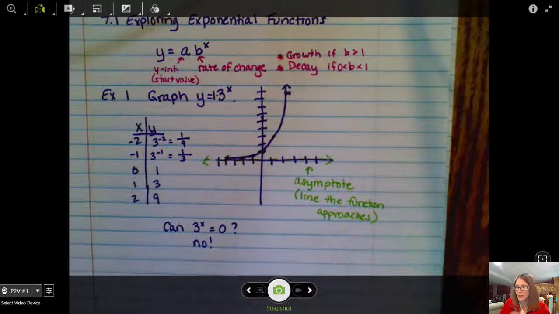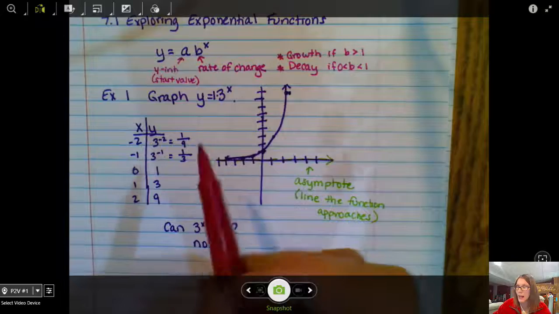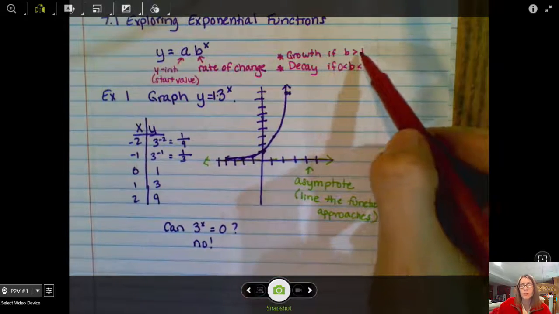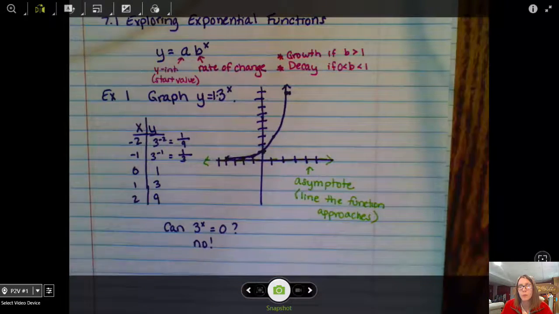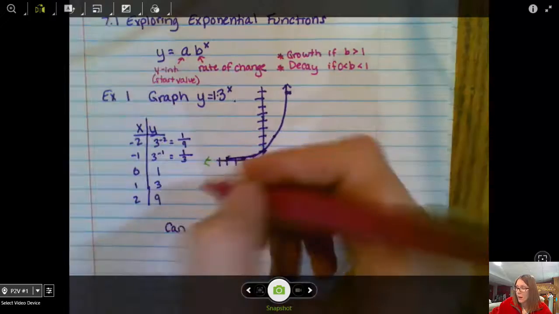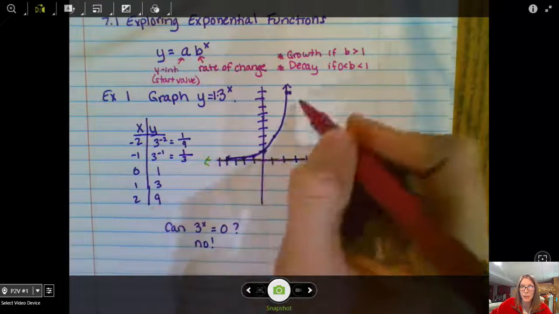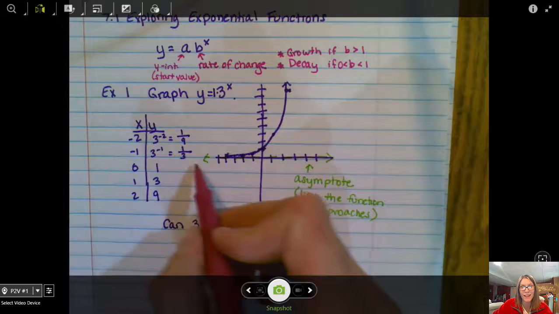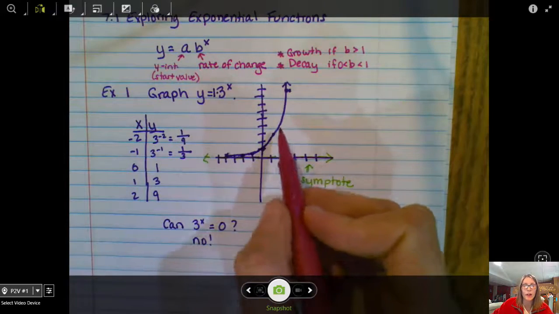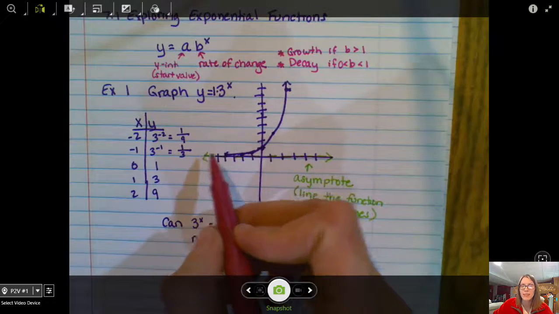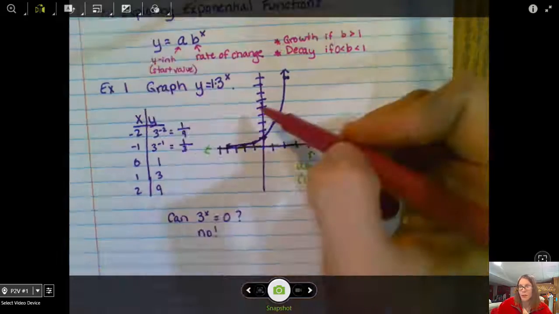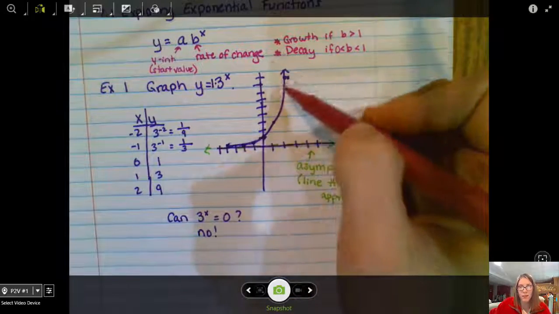Okay, so that's the basics of exponential functions. We have this form y equals ab to the x. Growth if b is more than 1. Decay if b is between 0 and 1. And then with exponential functions, we always have an asymptote, a line that this graph is going to approach but isn't really going to cross, where our other end kind of takes off, keeps going up.